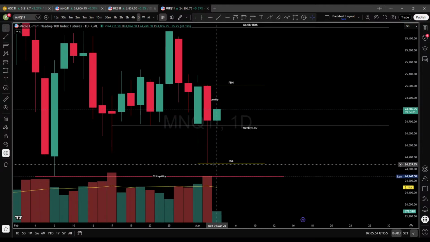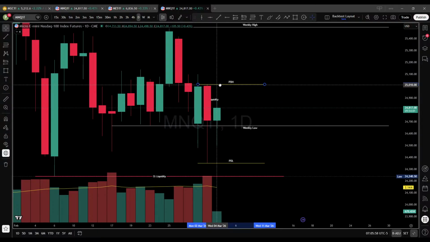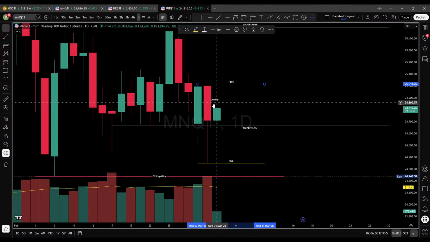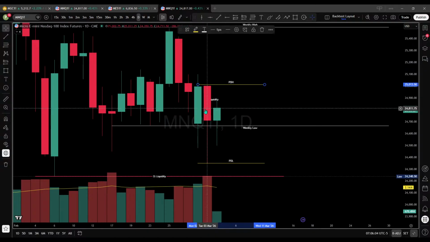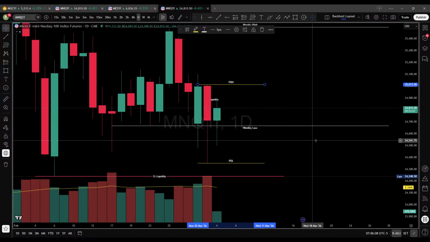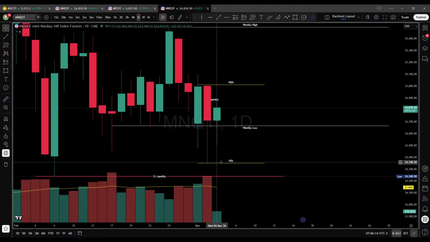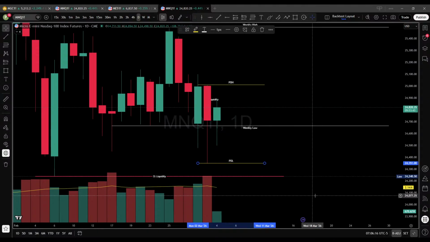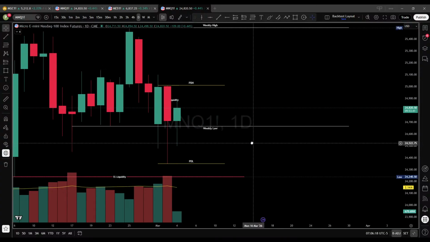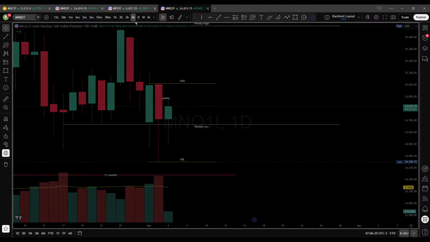We have our previous day low and we have marked our previous day high. So previous day high is 25011.25, and previous day's low is 25350.75. Okay, so let's move to a 4-hour time frame.